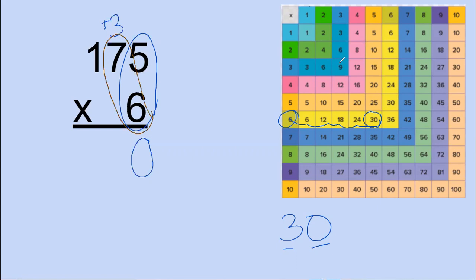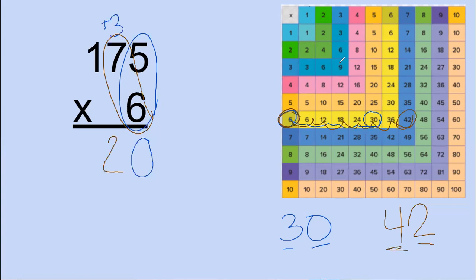So I'm going to find my factor of 6 on my multiplication chart, and I'm going to count over 7. 1, 2, 3, 4, 5, 6, 7. This time I got the answer of 42. Again, I have to regroup because I have a number in the 1s and a number in the 10s. So my 2 goes on the bottom in my answer, and this 4 is going to have to get regrouped.